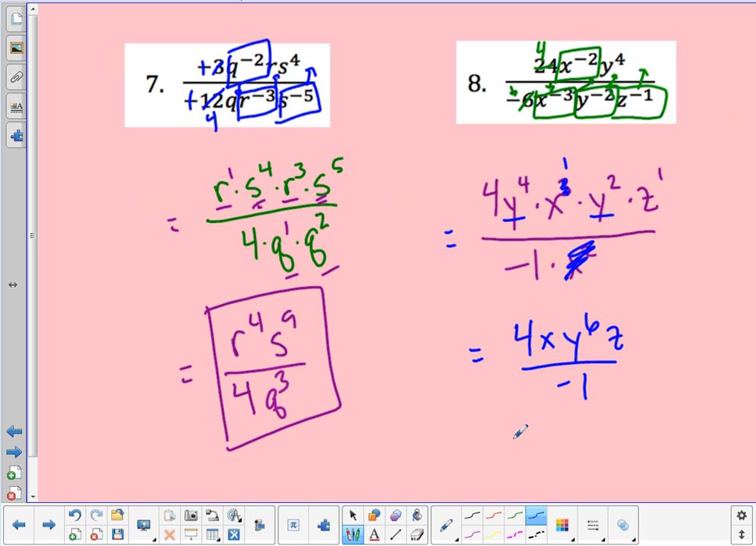However, if this were a multiple choice test, you don't actually have to write it divided by negative 1. You can take this negative and you can just push it off to the front of the 4. So negative 4 x, y to the sixth, z. Because technically, 4 divided by negative 1 is negative 4.